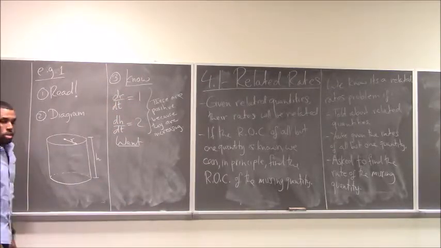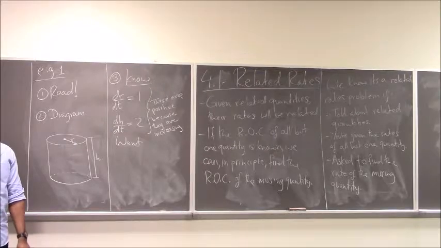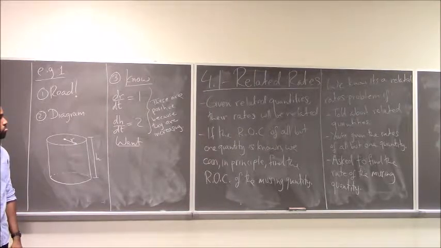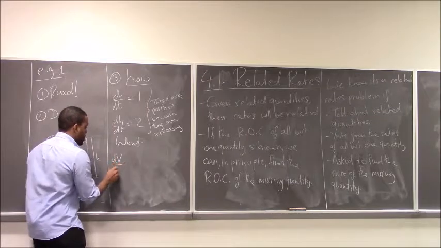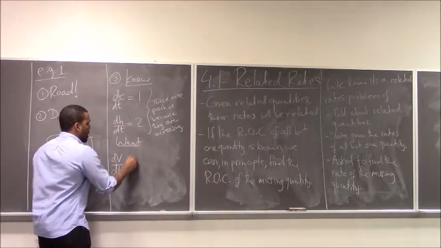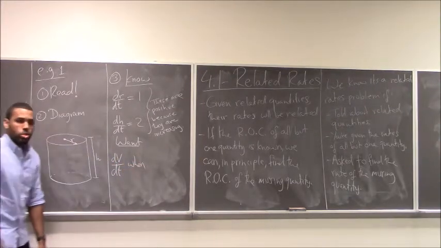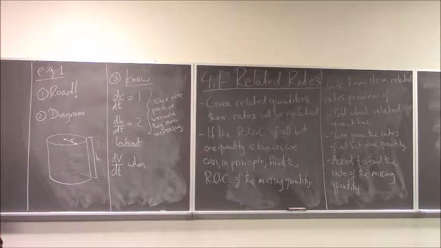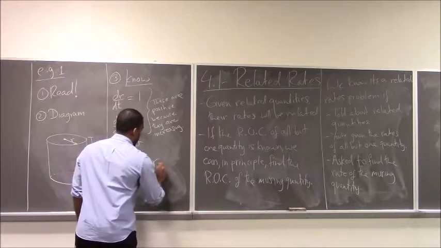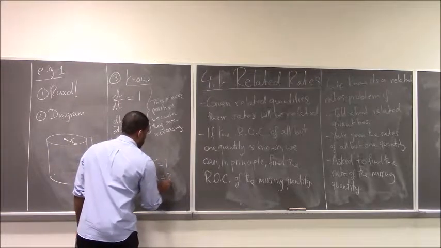Okay. Now, what do we want to find? The rate of change of the volume. What we want is dV dt. There's a certain situation in which we want dV dt: when its radius is 1 meter and the height is 3. When r equals 1 and h equals 3.